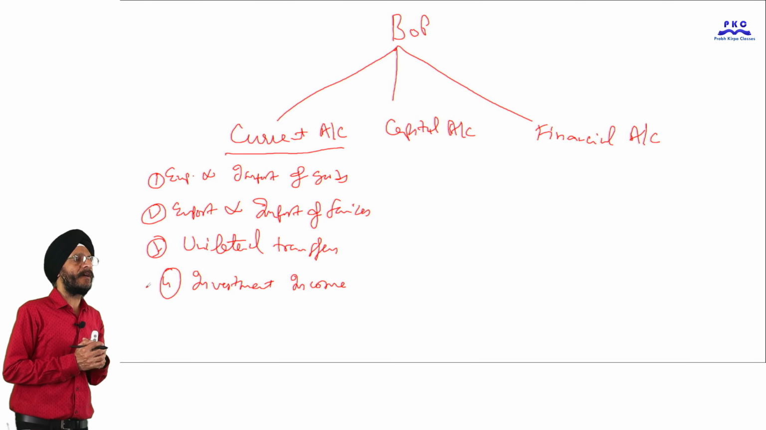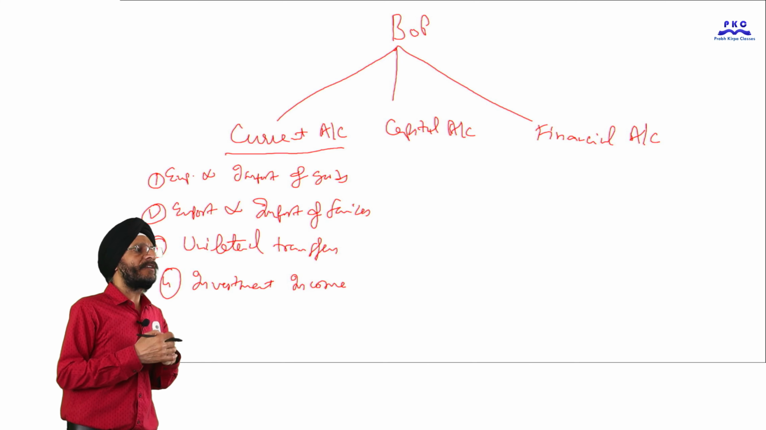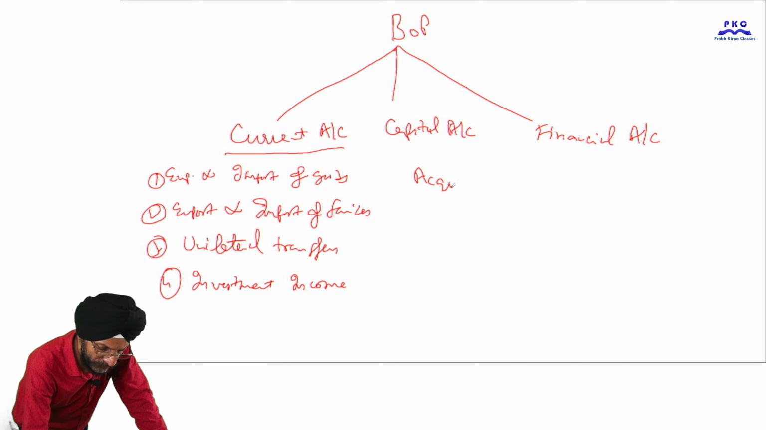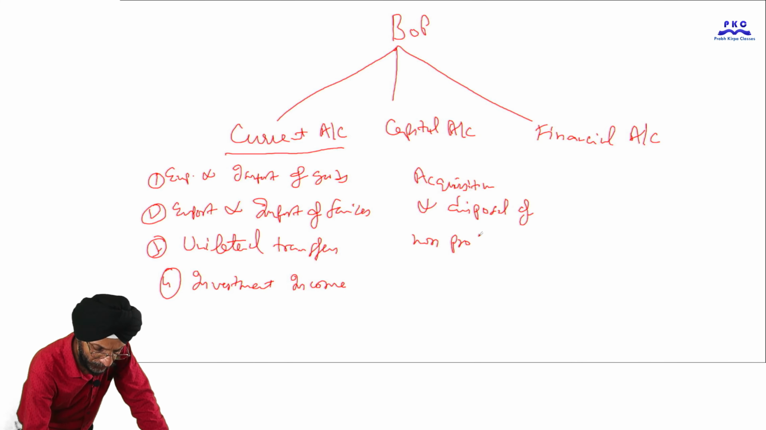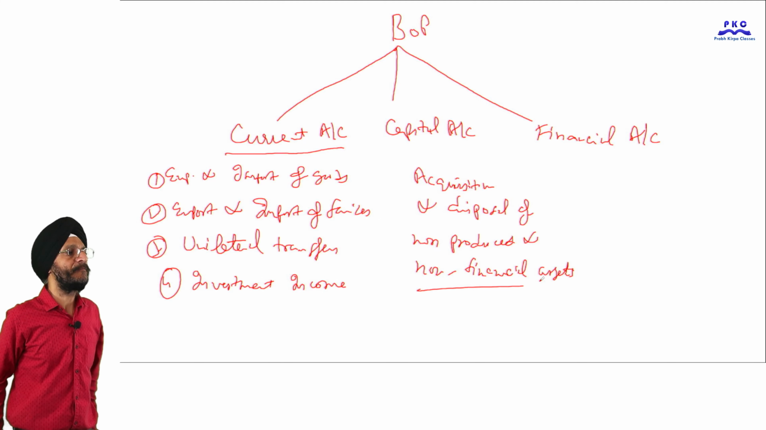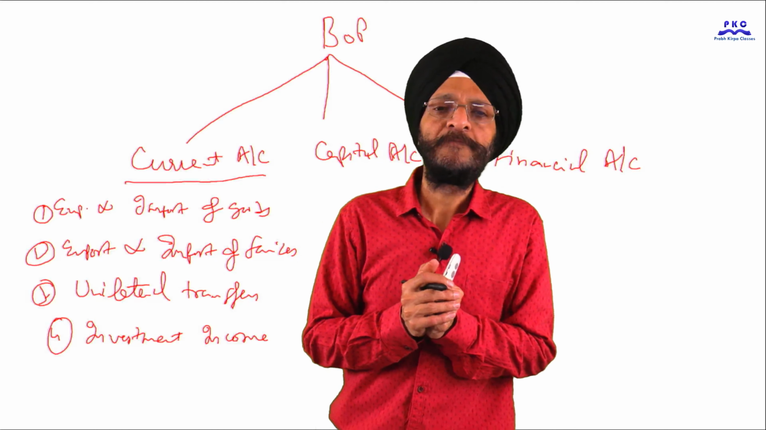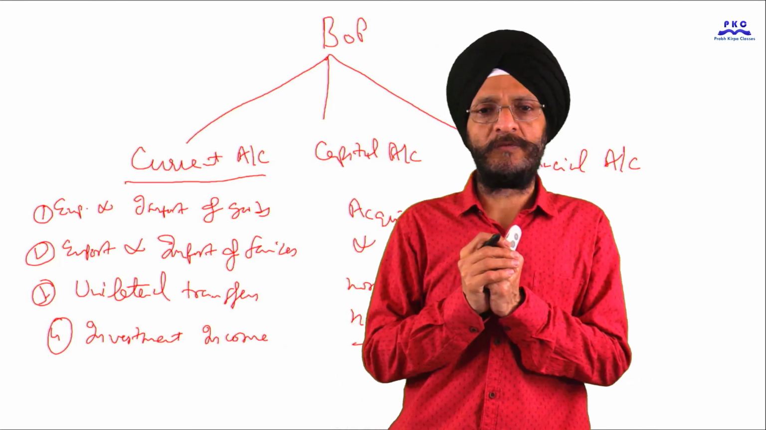In the case of capital account, we record the transactions which pertain to acquisition and disposal of non-produced and non-financial assets. Non-produced and non-financial assets are those assets which cannot be produced and where some intellectual work may be involved.